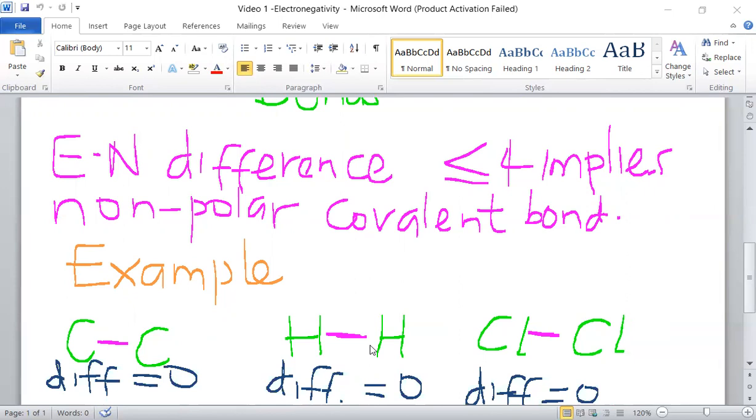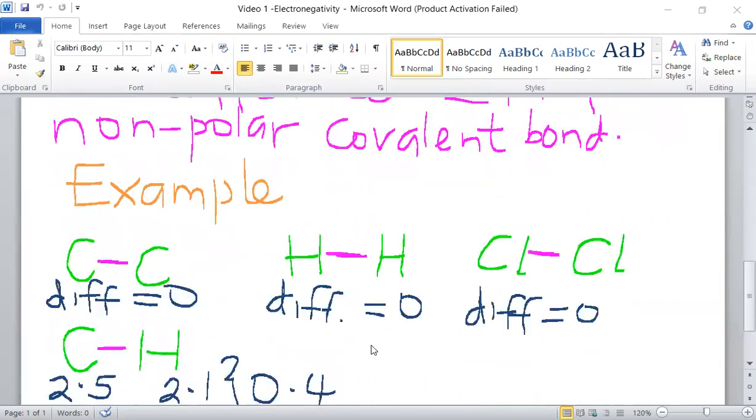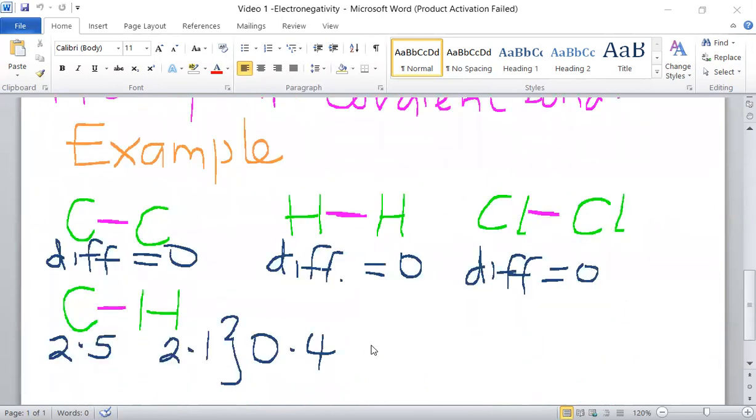What does that mean? It simply means that the shared pair of electrons is shared equally. The electron density of that bond is uniform. So non-polar covalent bonds have a uniform electron density. That's very, very important to note.